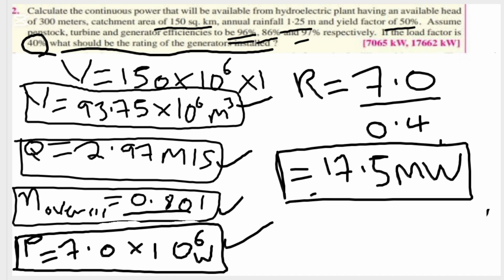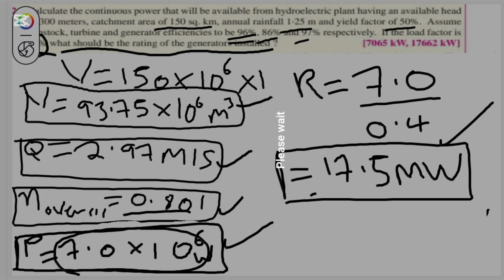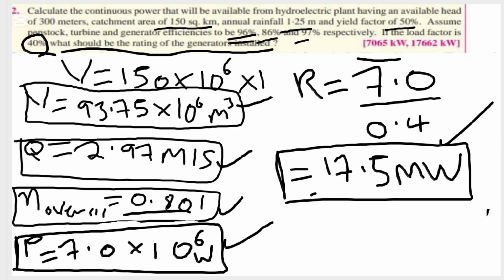So this is the solution of this question. As you can see, we find 7.0 times 10 to the power of 6, and what they find is almost the same thing, 70. This is in mega, and this is in kilo, so it is all the same thing. And the next we find 17.5. They find 17,662 kilowatt, but ours is in megawatt. So it is almost the same thing. You can convert it to kilowatt.